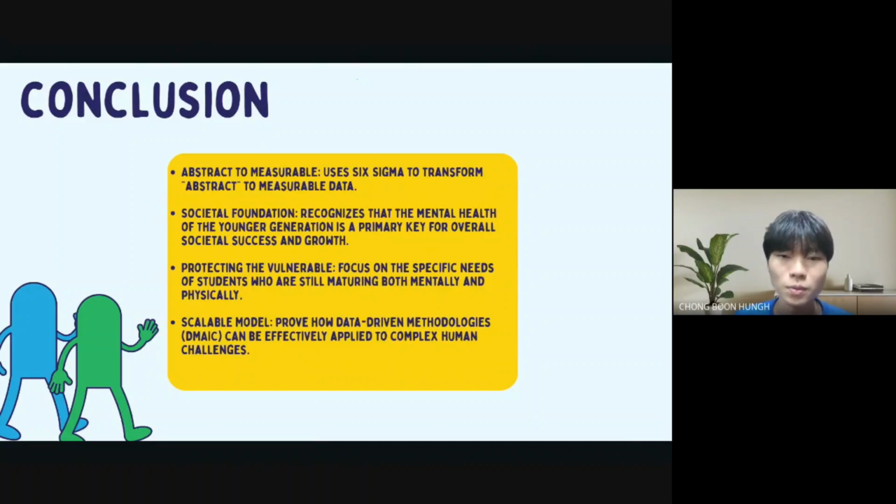So the last one will be the scalable model. When we talk about Six Sigma, we can use DMAIC more effectively to apply it to complex human challenges, which means we can use DMAIC to convert complex human challenges into something we can solve very easily. So that's all from me.